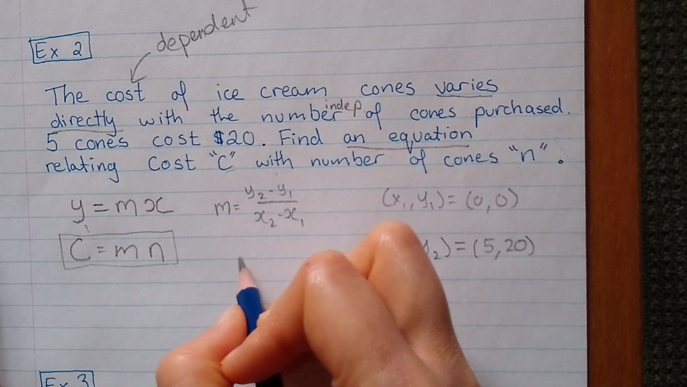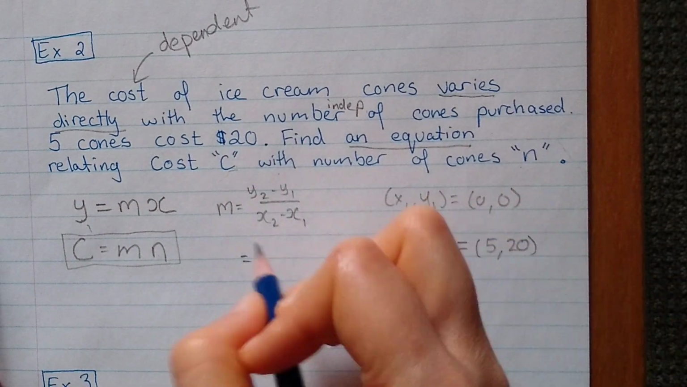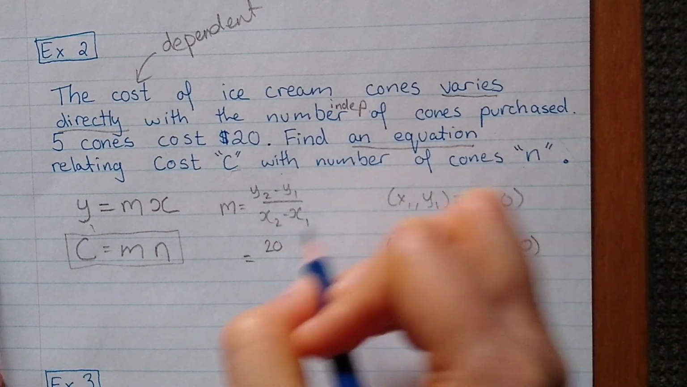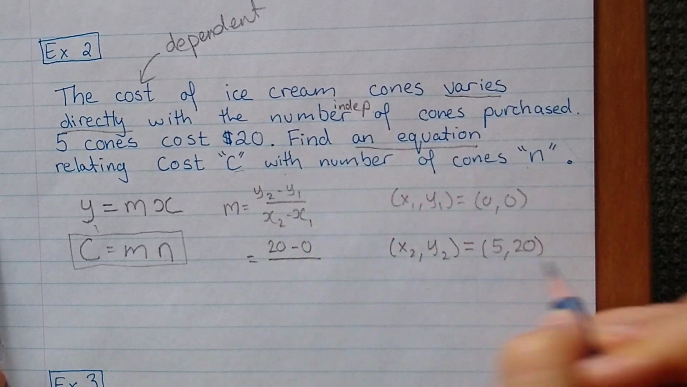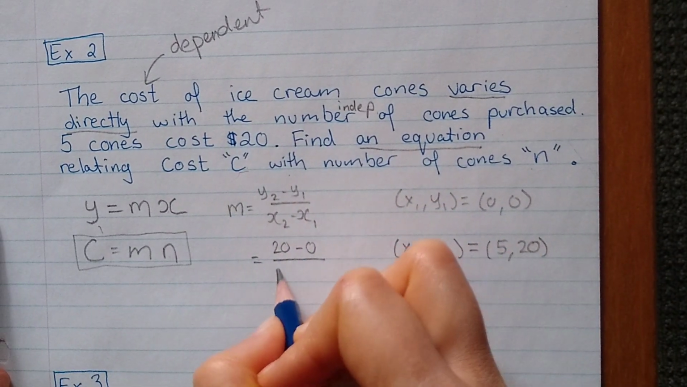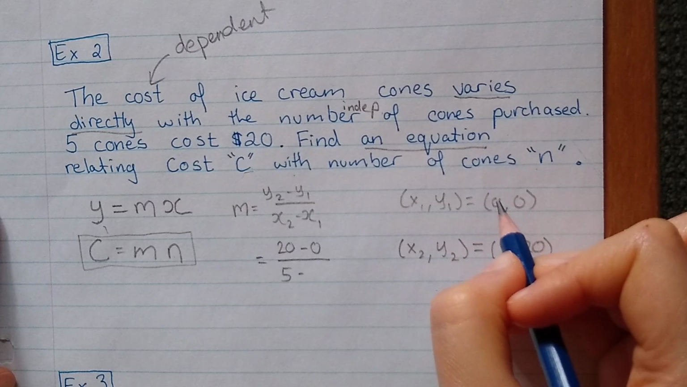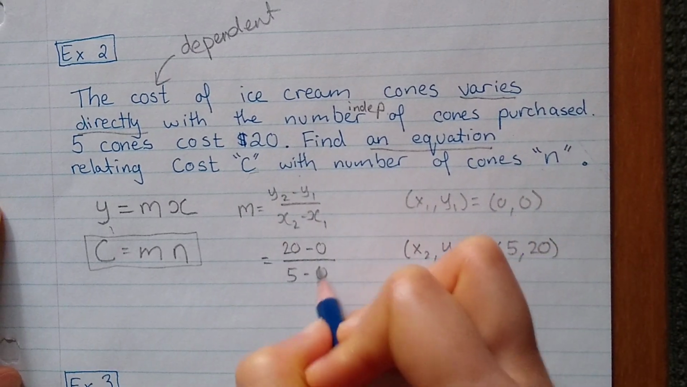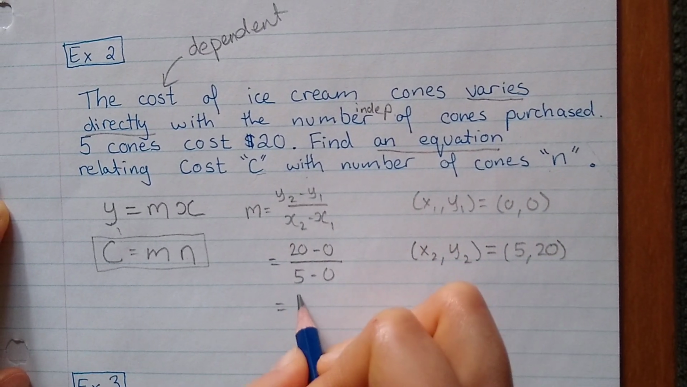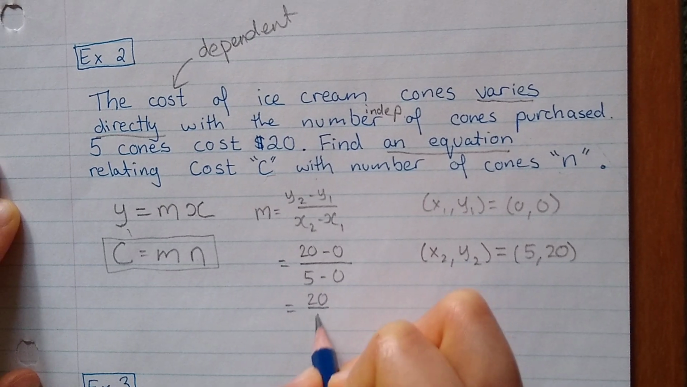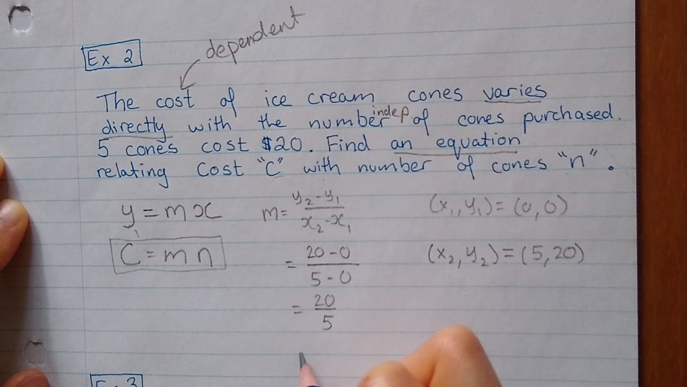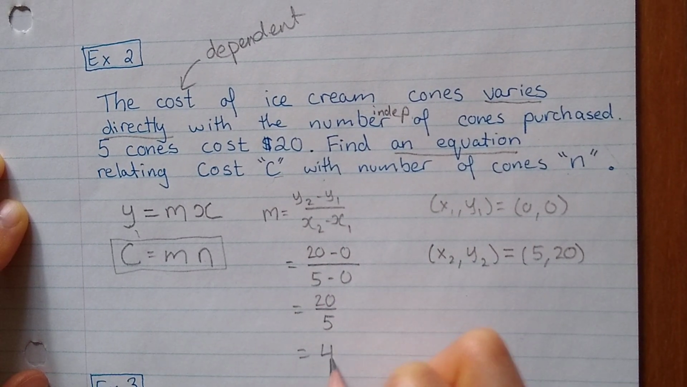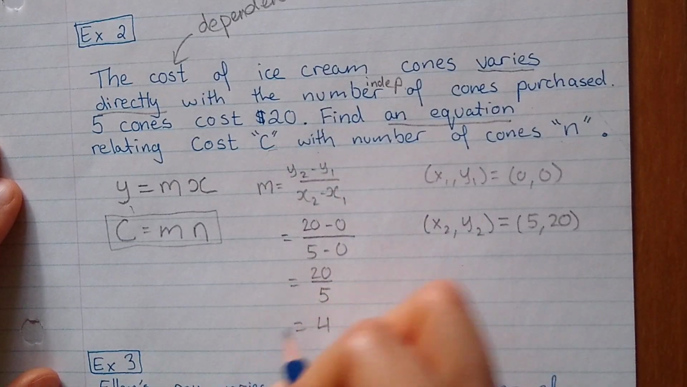Then we can sub in these values. So our y2 is 20, our y1 is 0, our x2 is 5, and our x1 is 0. So you'll get 20 over 5, which is 4. So we now know that m equals 4.